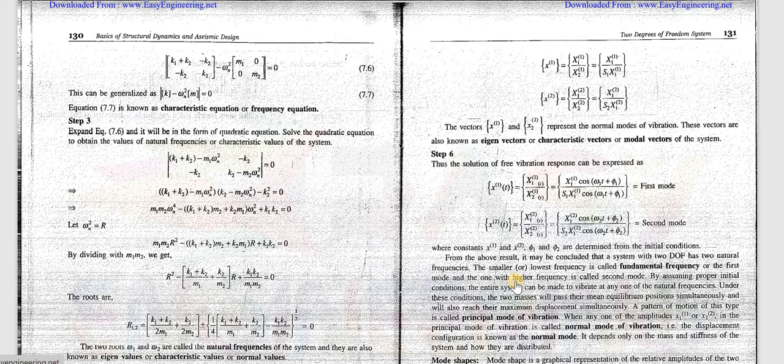Now you can see, if this matrix is equal to 0, I can say that the determinant can be 0. So you can see here, I am converting this into k1 plus k2 minus m1 omega n square, minus k2, minus k2, k2 minus m2 omega n square, is equal to 0. Now here you can see I am taking the omega n terms, so I will be getting an equation like this, m1 m2.